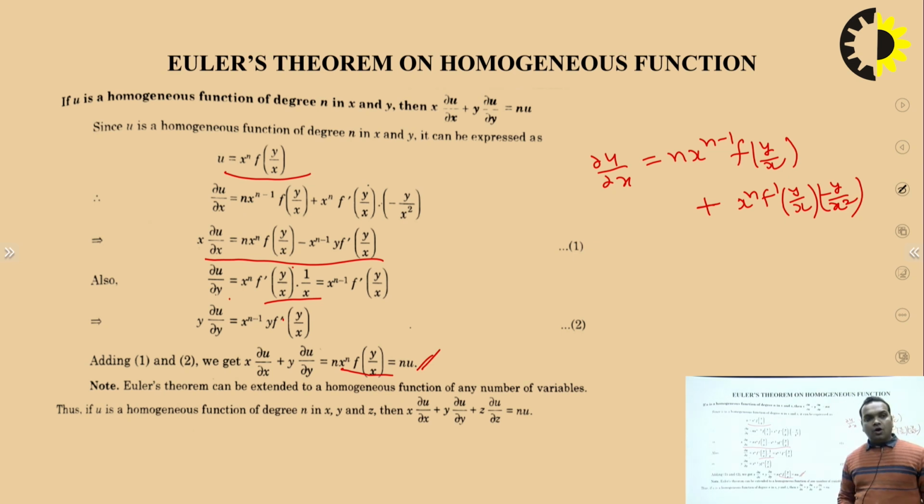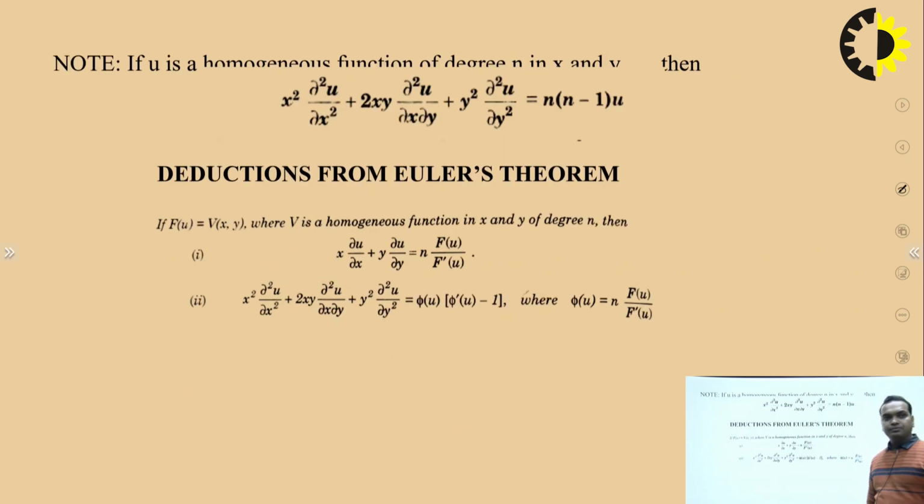Now Euler's theorem can be extended to a homogeneous function of any number of variables. Thus, if u is a homogeneous function of degree n in x, y and z, then x del u over del x plus y del u over del y plus z del u over del z equals nu. So this theorem can be extended to any number of variables.